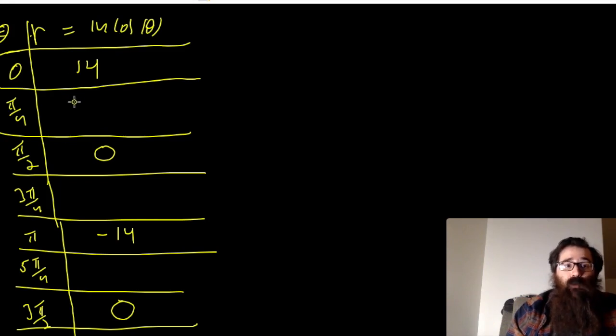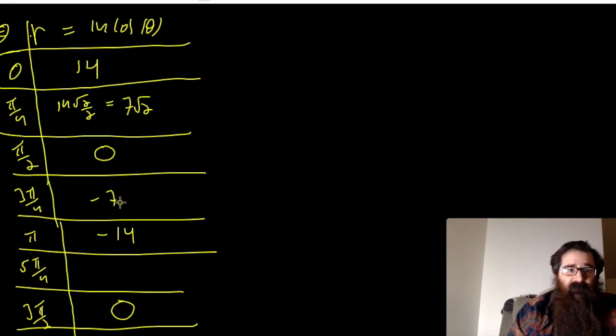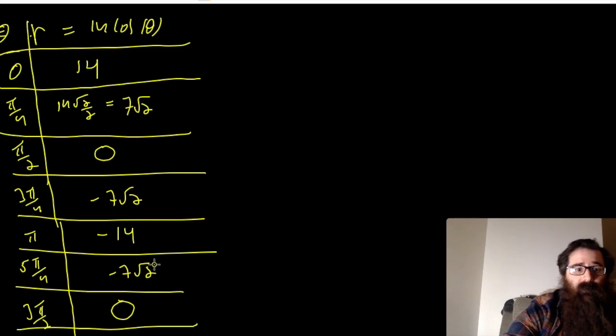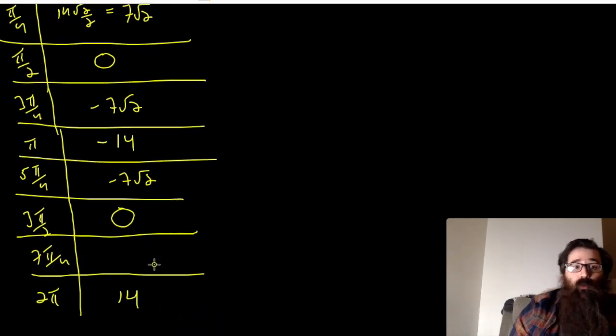Cosine at pi over 4 is radical 2 over 2, so that's 14 times radical 2 over 2, or that's 7 radical 2. But then at 3 pi over 4, it's going to be negative. So we'd say, okay, well, that's going to give me negative 7 radical 2. And then it's going to be negative at 5 pi over 4 as well. And then when we get to something in quadrant 4, that's where it's going to be positive again, so this will give me 7 radical 2.